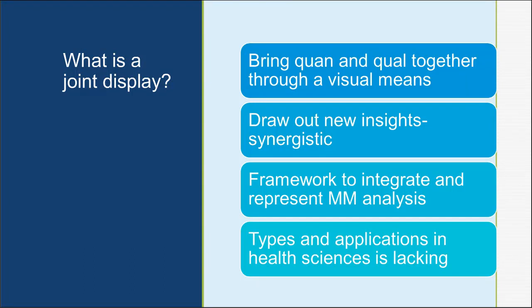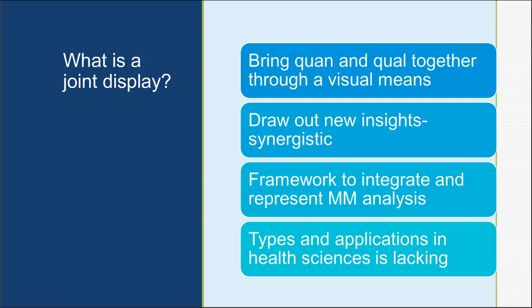further reading. So to delve into a joint display and provide a formal definition, it's bringing together quantitative and qualitative research or data or results together through visual means. So through a joint display, we're trying to draw out some new insight. So there's synergy. There's something more that happens by integrating the two forms of research than had we really kept the two separate. And joint displays are a way to make that explicit, I think.